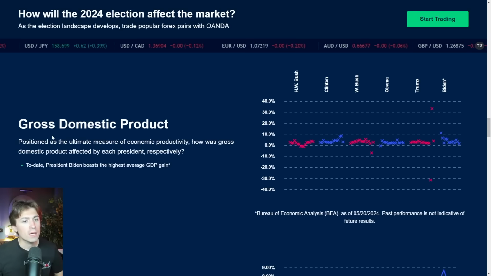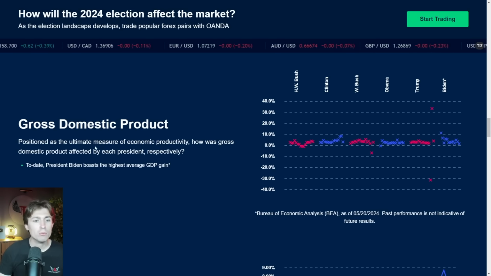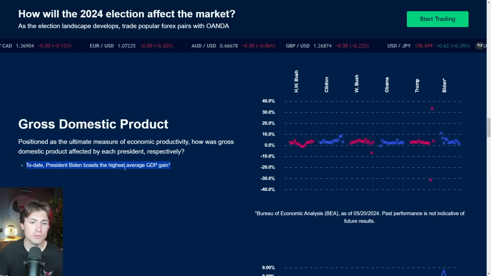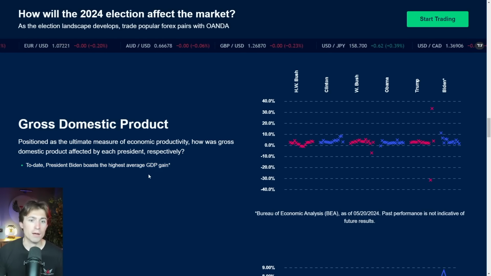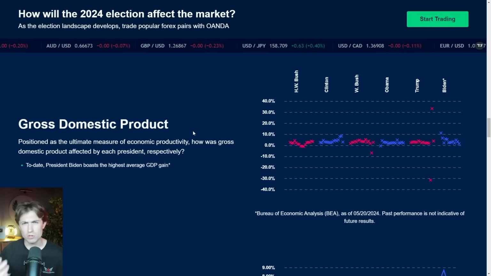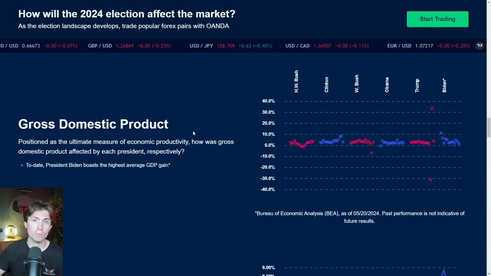Anyways, GDP positioned as the ultimate measure of economic productivity. How was gross domestic product affected by each president respectively? To date, President Biden boasts the highest average GDP gain. Now, again, trying to remain unbiased with this. Same thing here with the GDP numbers as well as jobs data. There is some skew there simply because of the closing and reopening of the economy.